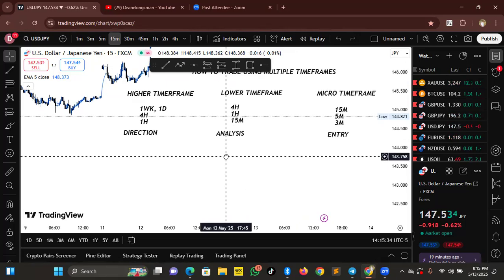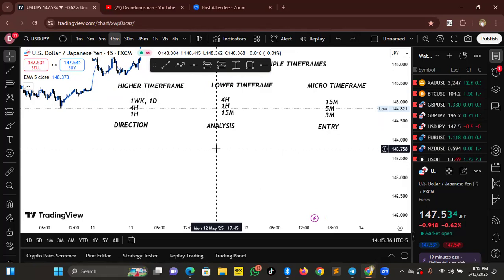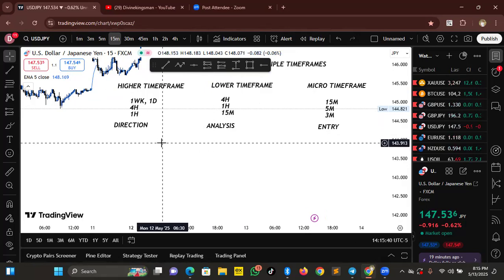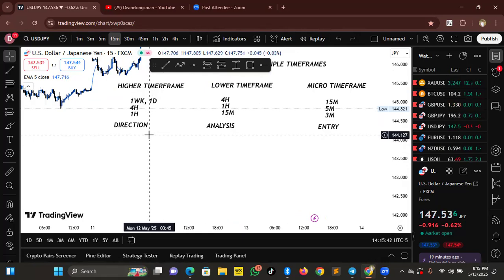Now, under this direction, the thing you need to do is, as I said, it also depends on the kind of trader you are, or what your trading style is. What kind of trader are you? This is where we determine all of this using the time frames as well.